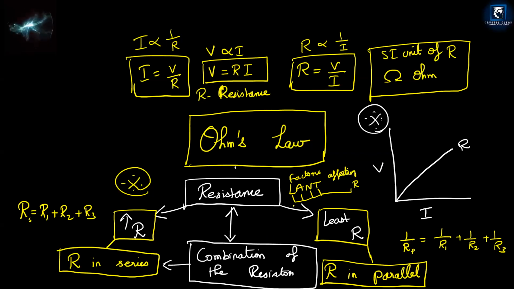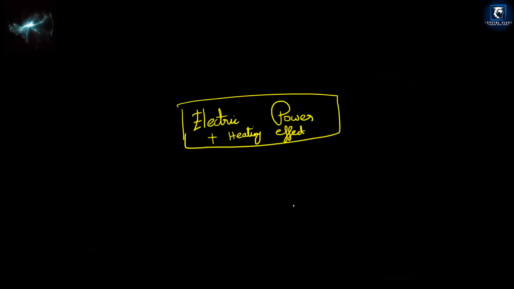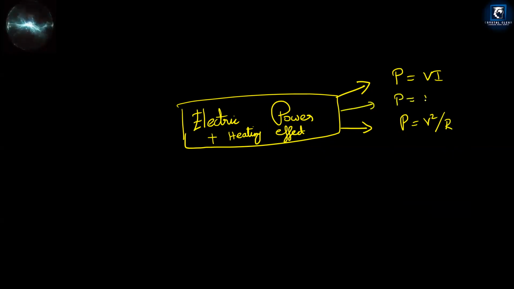So we'll move on with electric power plus heating effects. In electric power, P is equal to VI is one formula, then P is equal to V square by R, then P is equal to I square R, the different relations. In the numericals, very clearly, I'll tell you how to apply the formulas. We have three different formulas; where to apply and how to apply.